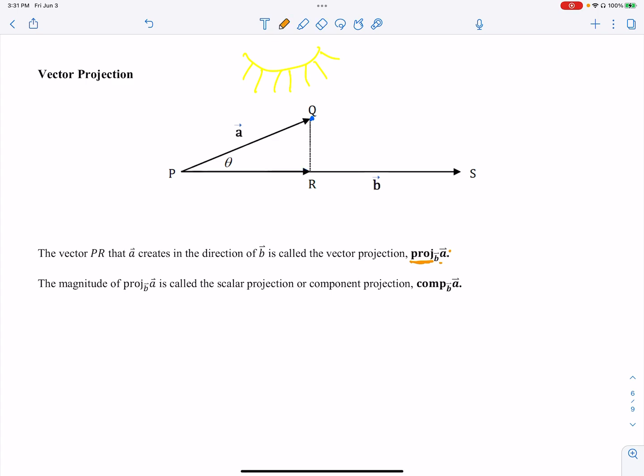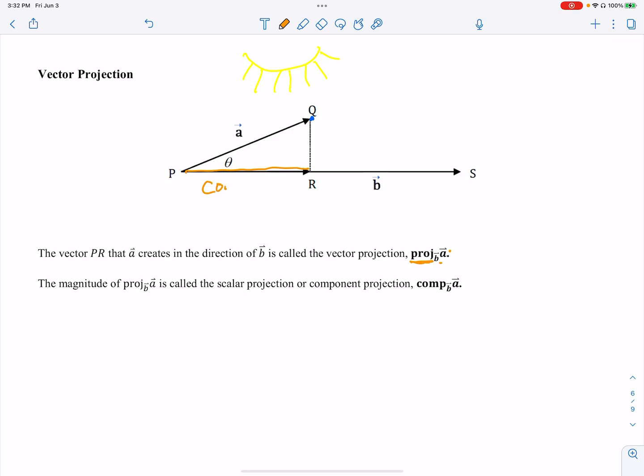Now I'm going to show you how to come up with that projection. How do I come up with PR if I was given A and then B? B is the big vector here. We are putting sunshine on A, looking down onto B, and the vector we're interested in is the shadow from A onto B. The magnitude of this projection is called the component projection.